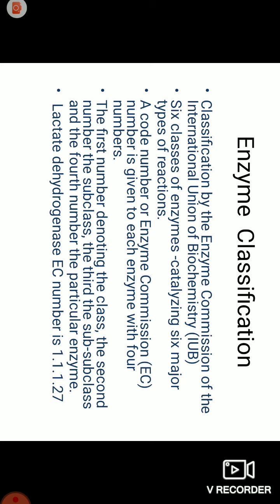IUB formed a commission which is called the Enzyme Commission, that is EC. It is this commission which suggested a scientific basis of classification of enzymes, and it is this classification which has to be followed worldwide. The IUB, that is the International Union of Biochemistry, formulated an Enzyme Commission, that is EC, which classified the enzymes in a scientific manner.